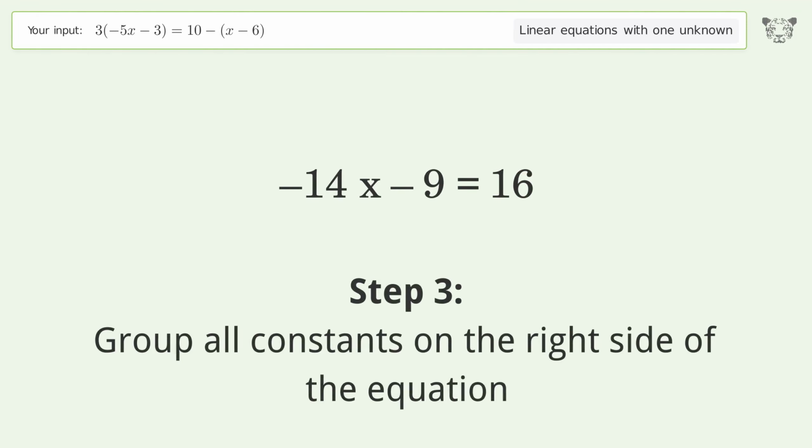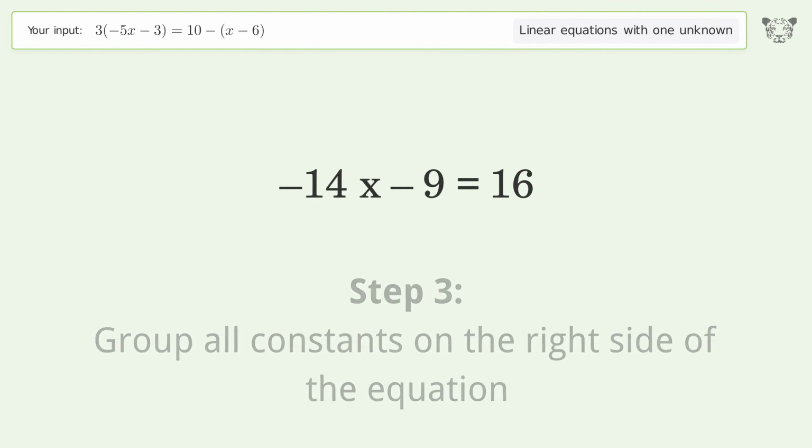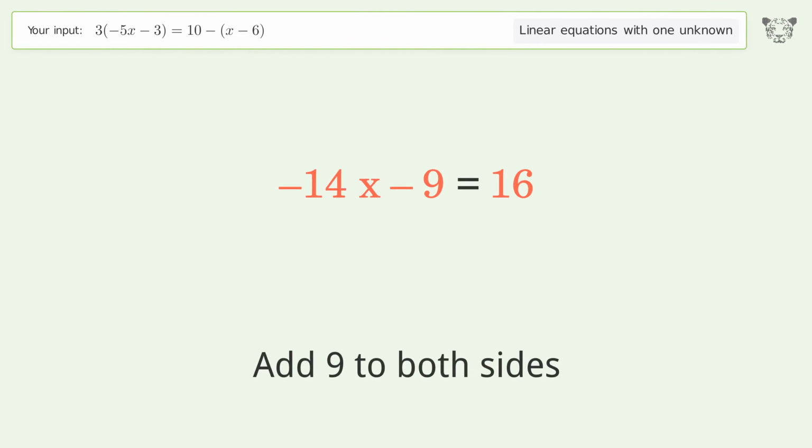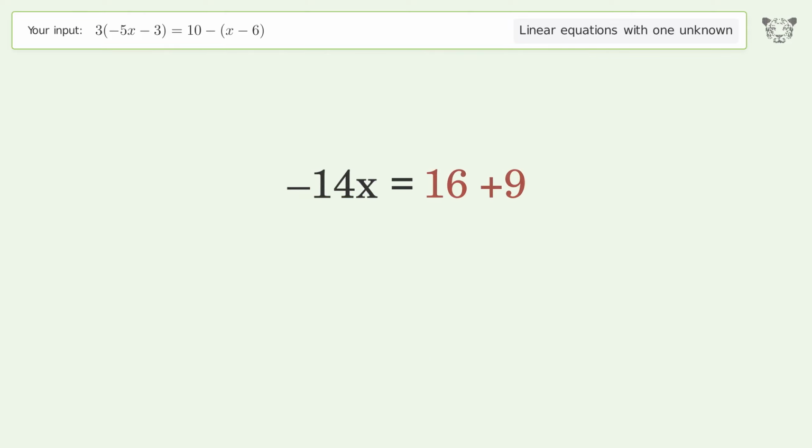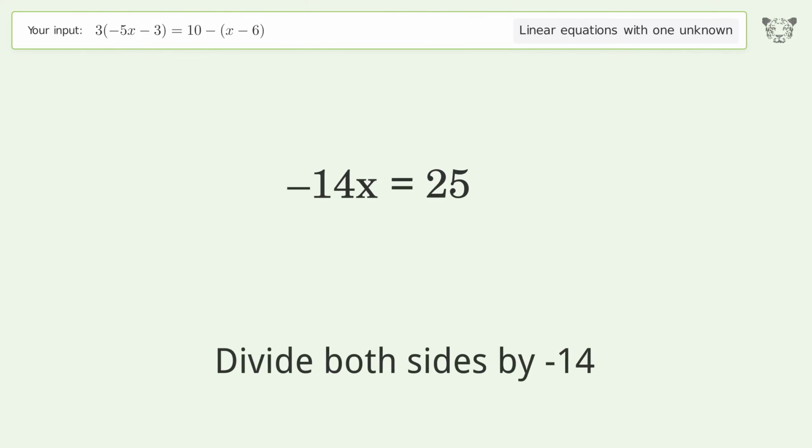Group all constants on the right side of the equation. Add 9 to both sides. Simplify the arithmetic. Isolate the x. Divide both sides by negative 14.